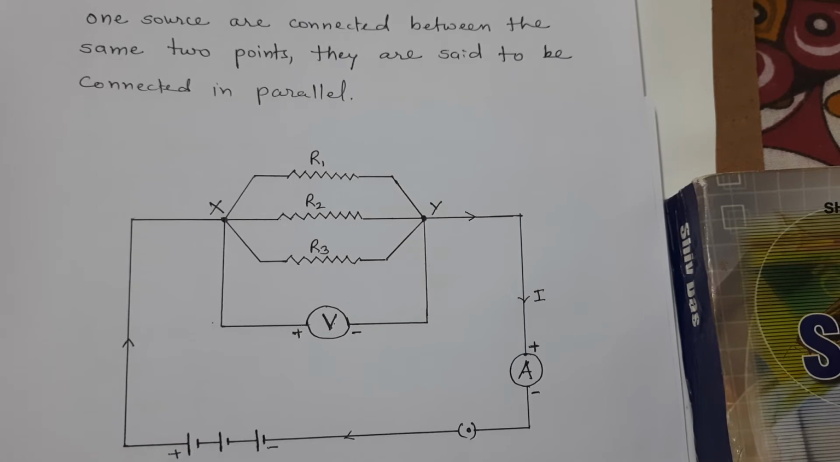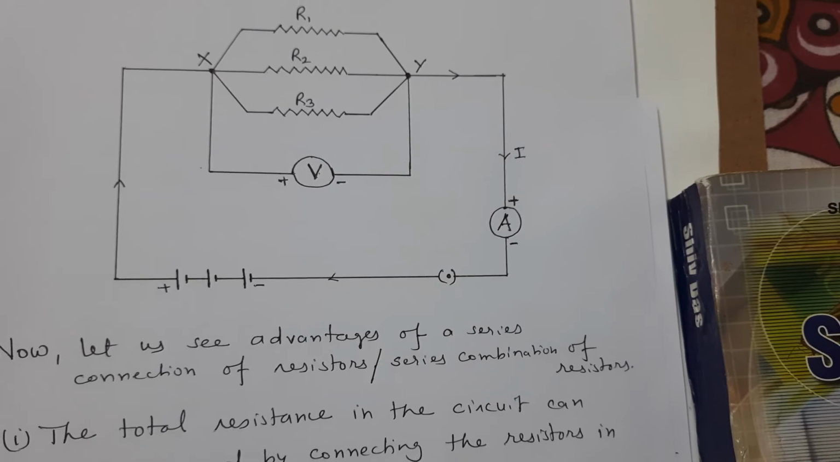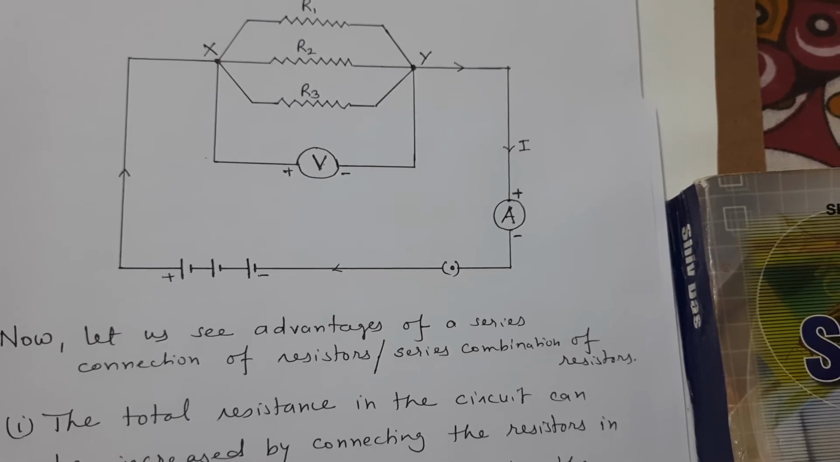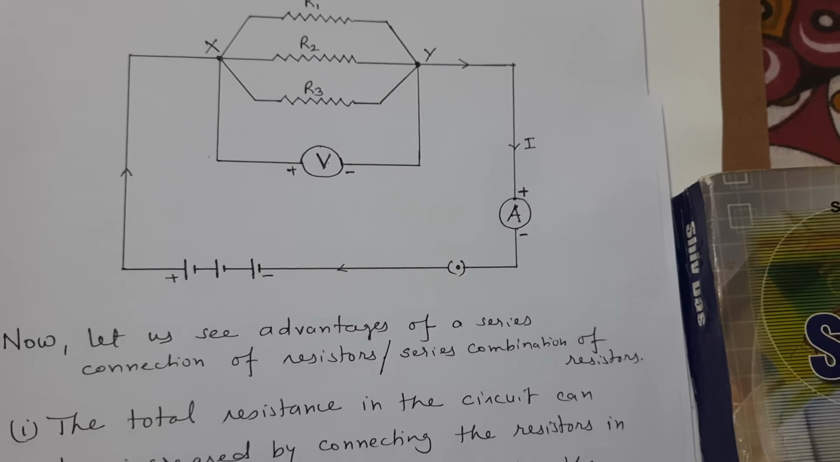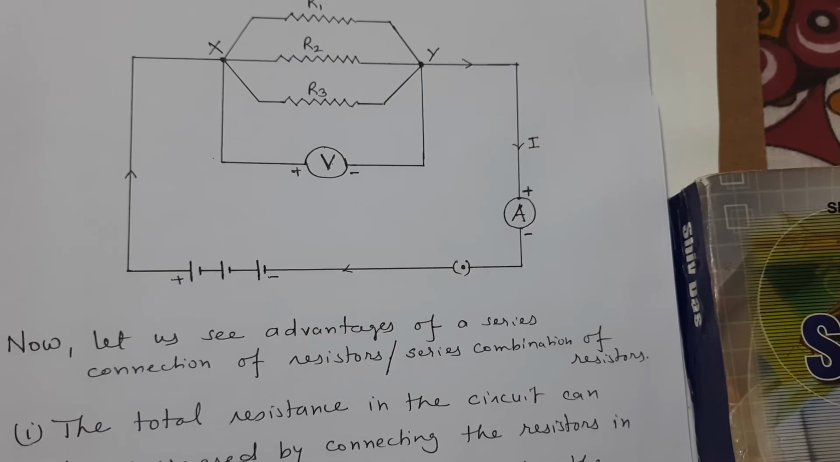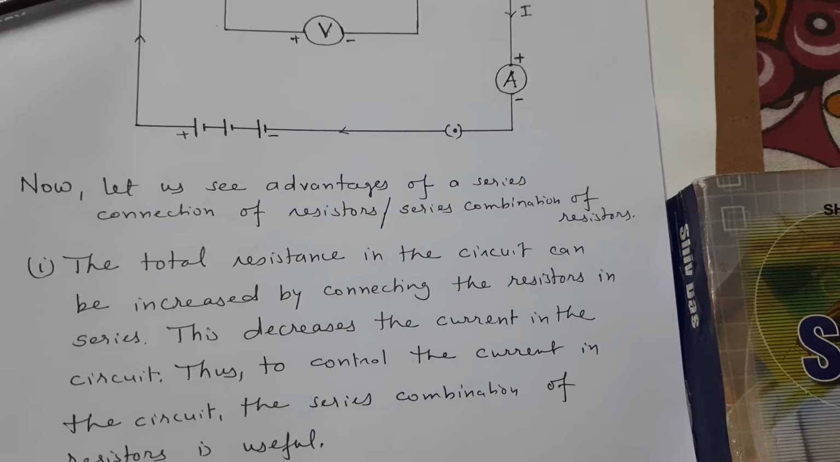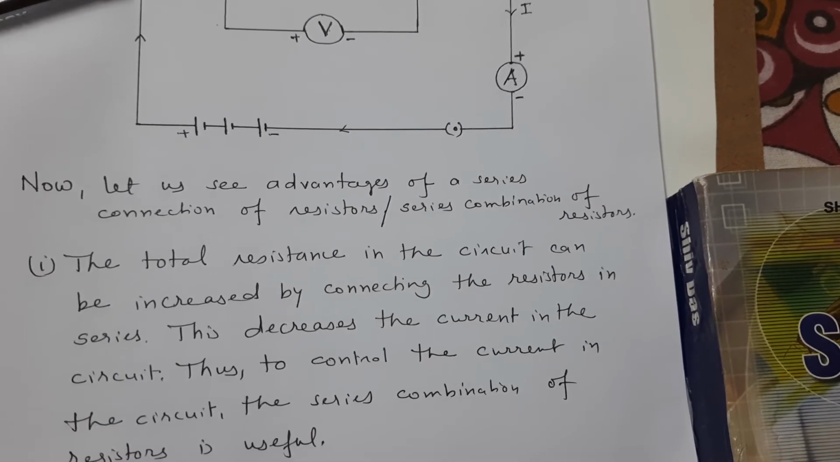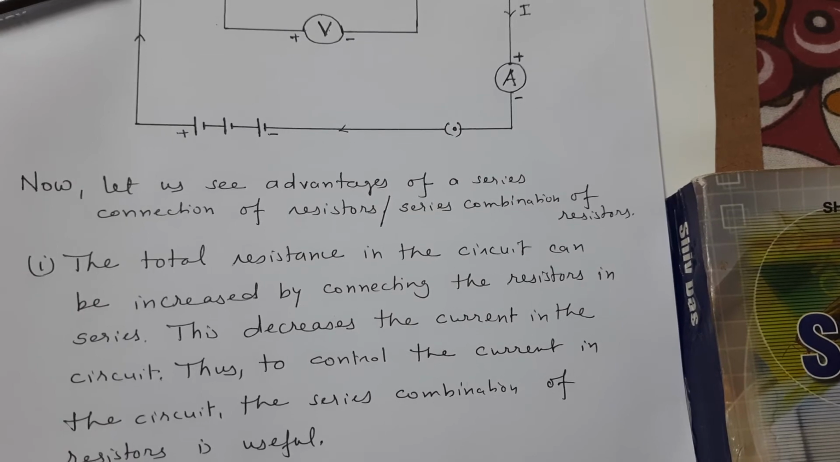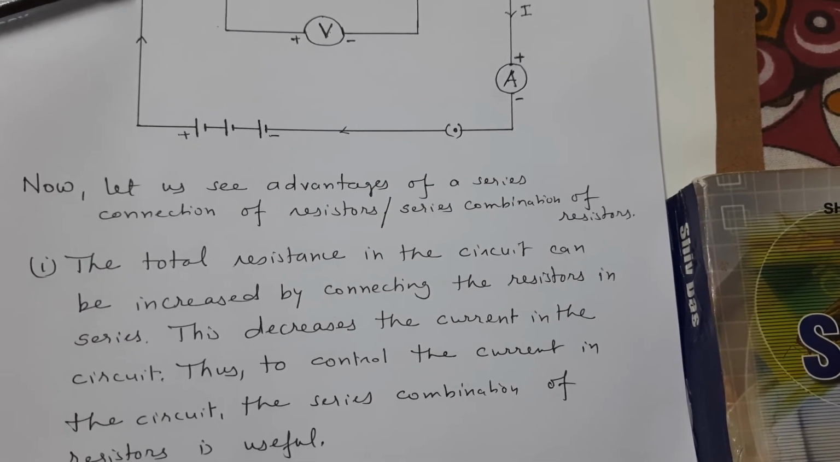Now let us see the advantages of series connection of resistors, or series combination of resistors. Here I have given the advantages of series connection. You will be thinking about what the advantages of parallel connection are. So here it is: total resistance in the circuit can be increased by connecting the resistors in series. This decreases the current in the circuit. Thus, to control the current in the circuit, the series combination of resistors is useful.